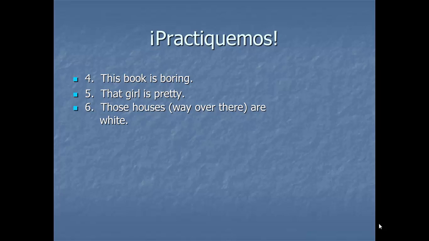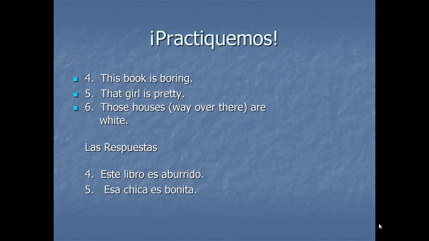So pause the video, please, and write down your Spanish translations. Okay, so hopefully you paused the video and had a moment to try creating these sentences. Let's take a look. This book is boring. Este libro es aburrido. That girl is pretty. Esa chica es bonita. And number 6, those houses way over there are white. Aquellas casas son blancas. Notice how they all have to agree in gender and in number.